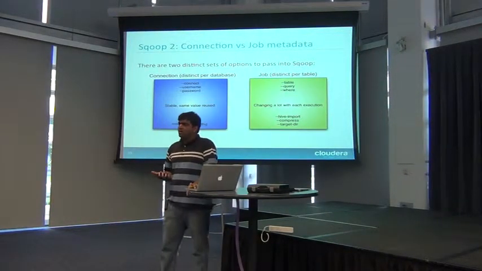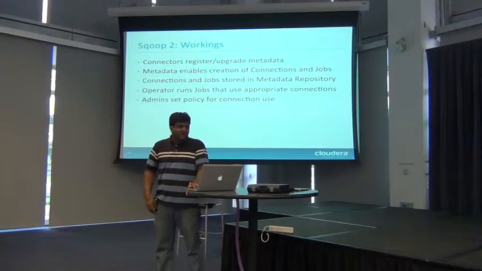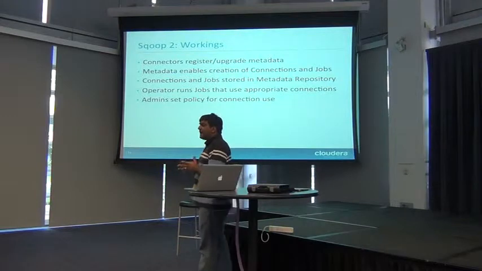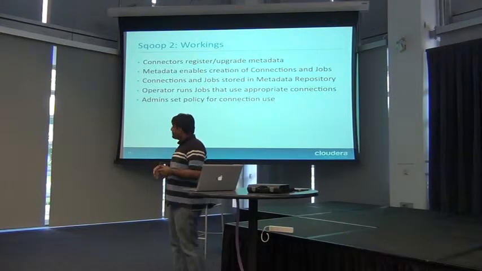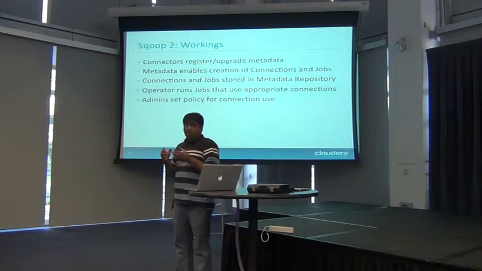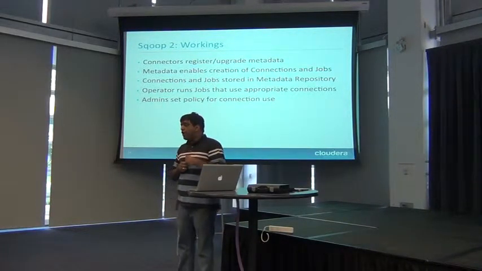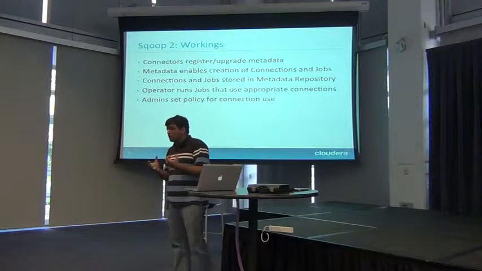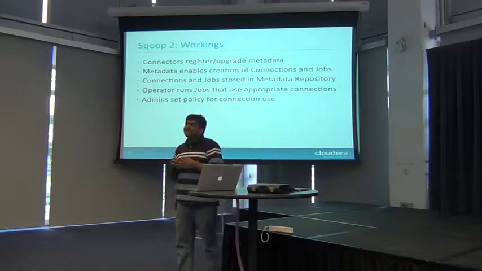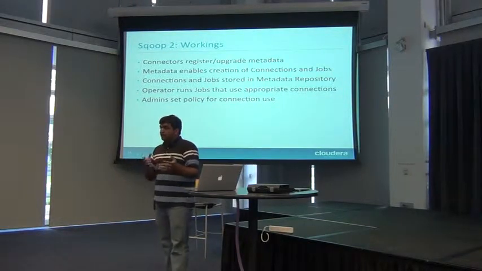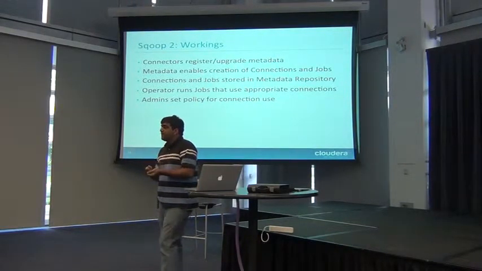So how does Sqoop work? Sqoop 2, in this case. Connectors register and upgrade metadata when you do upgrades. They say, okay, this is the metadata for a certain connection and a certain job. Now, when you create a connection, that is the metadata which you fill in. When you create a job, again, the job-specific metadata is filled in.